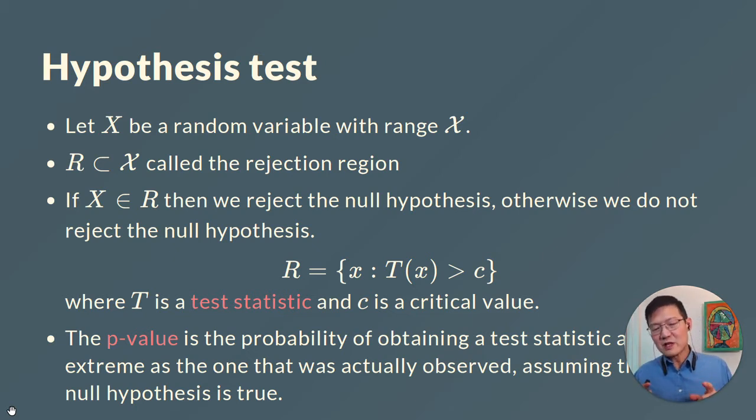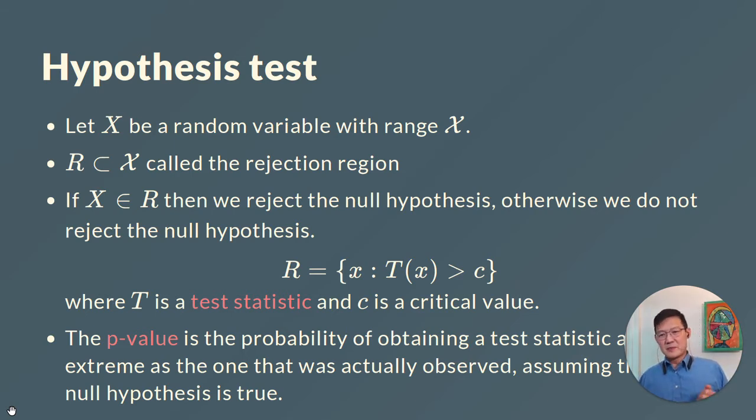So you can think of this range curly X as the real line. R here, the rejection region, is some value greater than C, the critical value, so on the right side of it. And T here is the key thing, which is the test statistic that you're interested in, that you try and measure in real life.